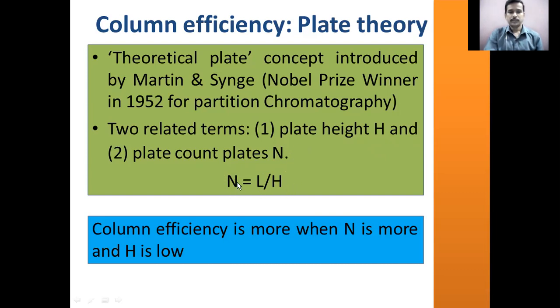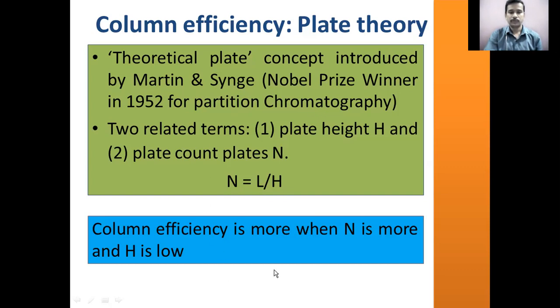If these many plates are segregated in a band of solute which is moving through the chromatographic column, and the column has a length of L centimeter or L meter, the number of theoretical plates for an individual band of any solute eluted using a chromatographic column having length L can be written as n is equal to L by h. So number of theoretical plates will be equal to L by h according to Martin and Synge.